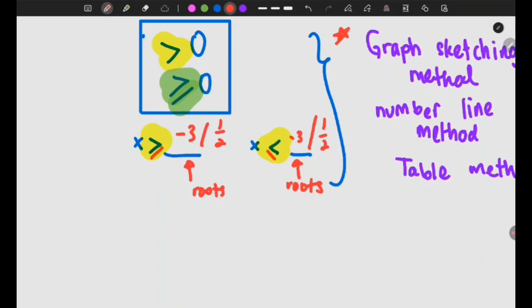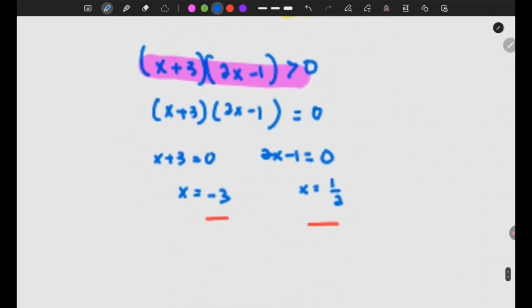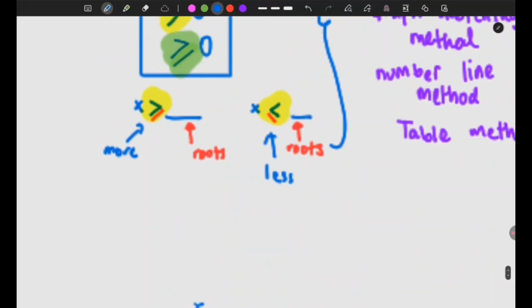So simple. You just need to look at the sign. This one is more than or equal to. It's like more, bigger. So more means it's always referring to a bigger number. This one is less, so referring to a smaller number. So when you have two numbers here, -3 and 1/2, who is the bigger number? 1/2, right? Because negative numbers are smaller, okay? So the bigger number, 1/2, put here. And the smaller number, -3, put here.